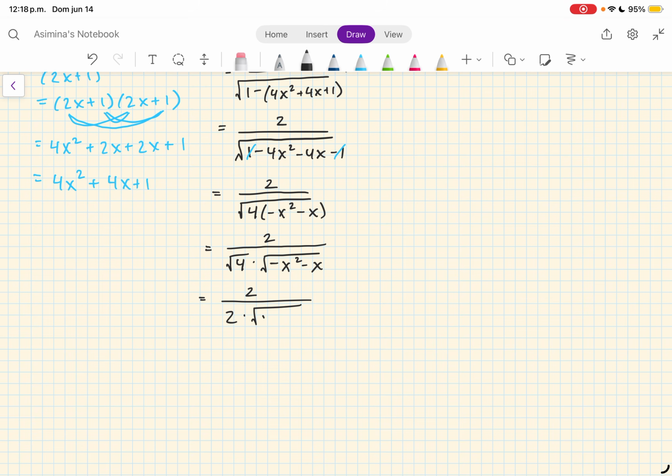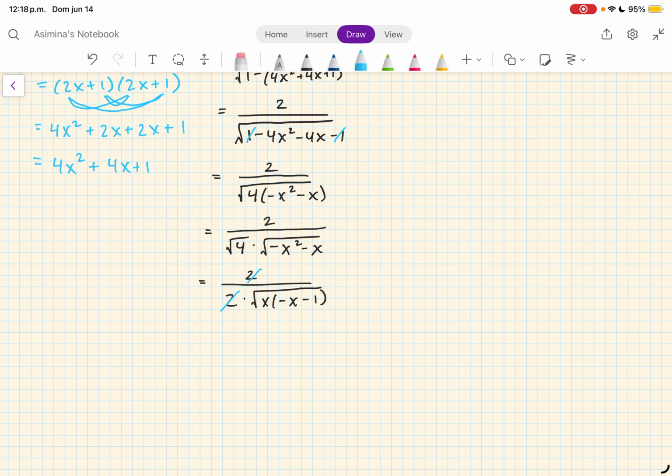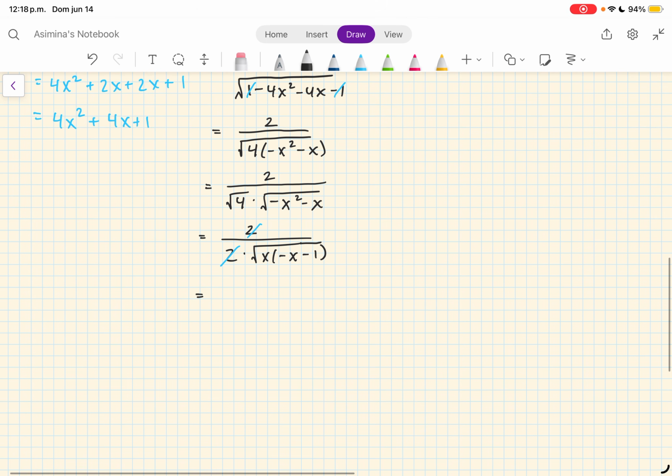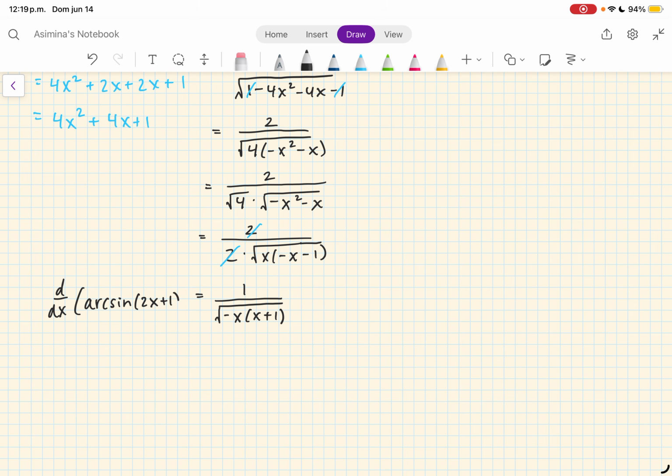I'll factor out an x. So we get negative x minus 1. Now we have these 2's that cancel out. So this is really equal to 1 over the square root of x times negative x minus 1. We can even factor out the minus sign, so this becomes minus x times x plus 1. And so this is our final answer. This is the derivative of arcsin of 2x plus 1.